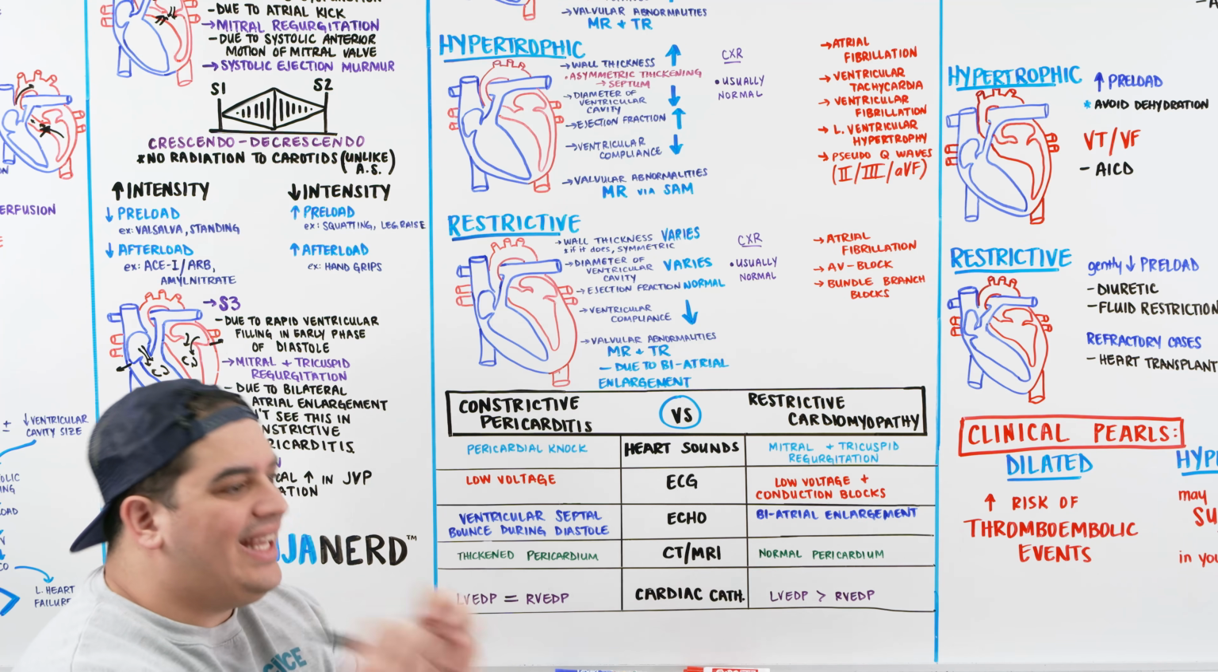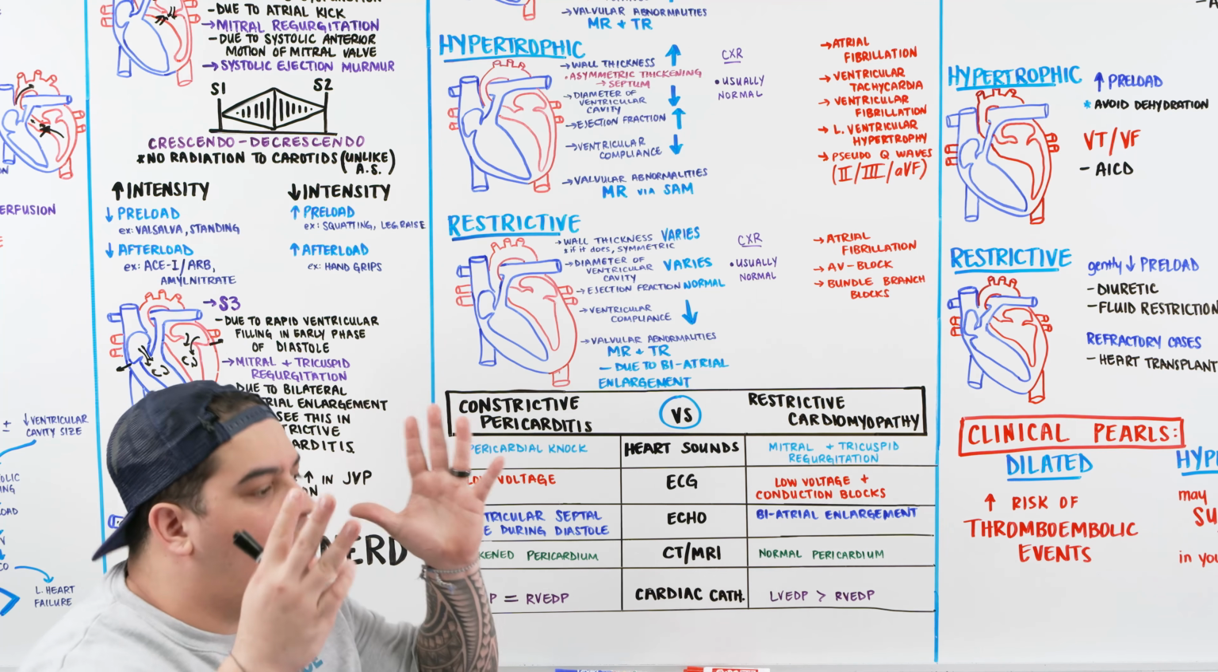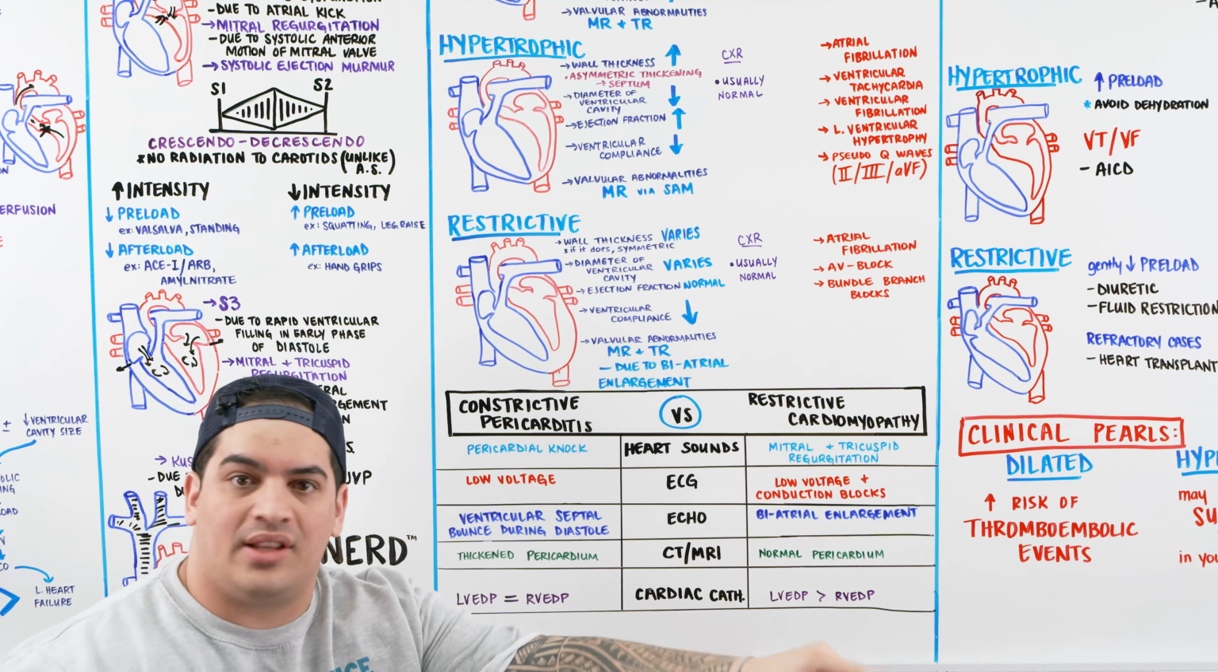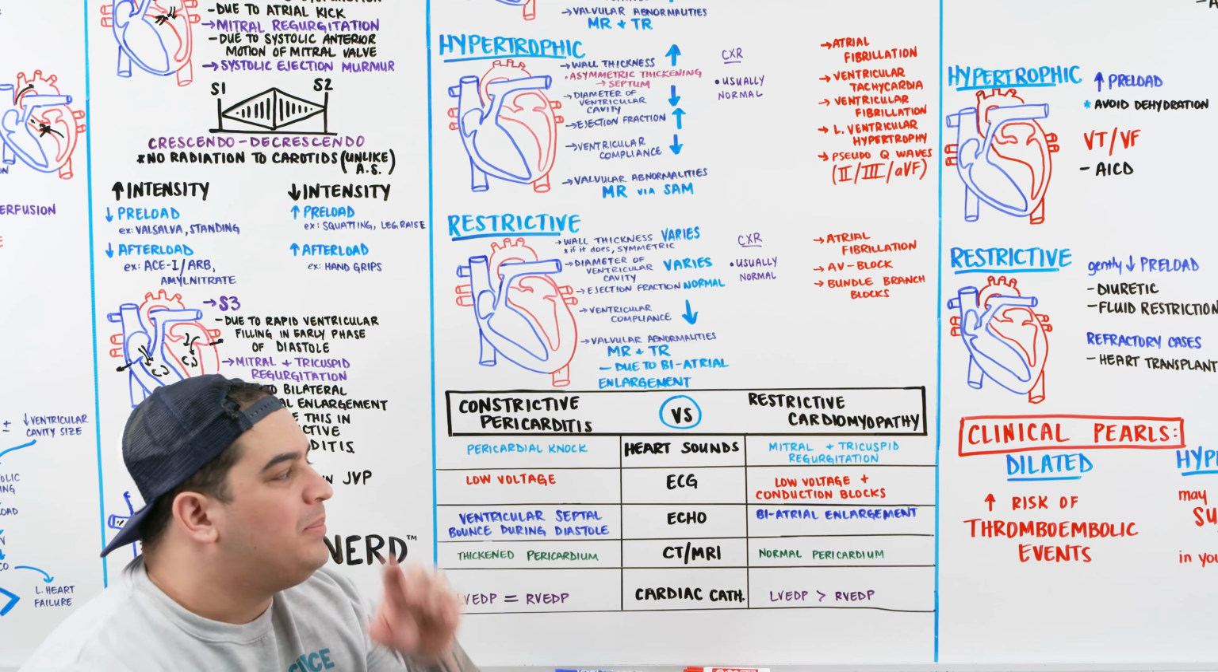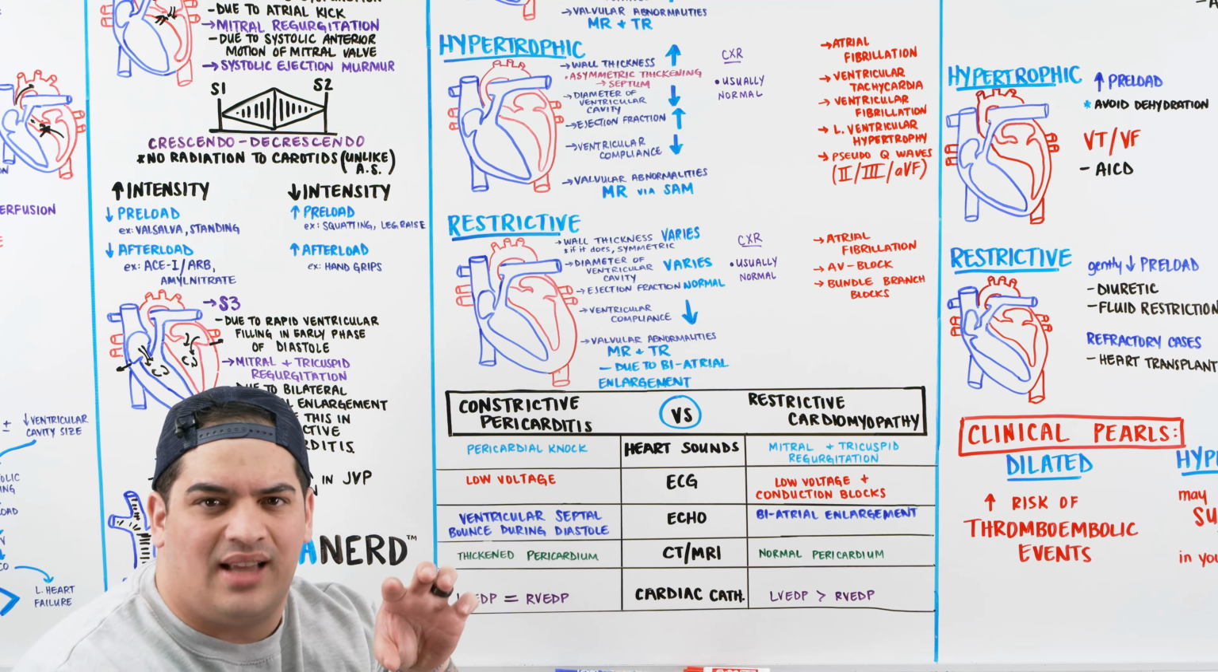So what are some of the key features that'll just make you think, oh, this is constrictive pericarditis that they're trying to get me with? Or, oh, this is restrictive cardiomyopathy that they're trying to get to. What are the biggest things that separate them?